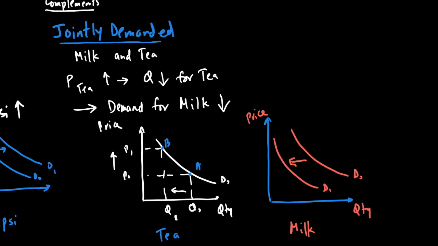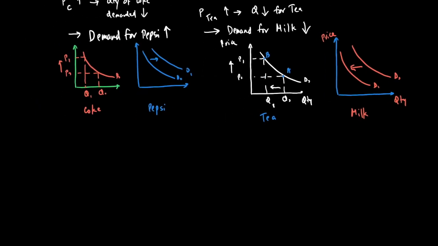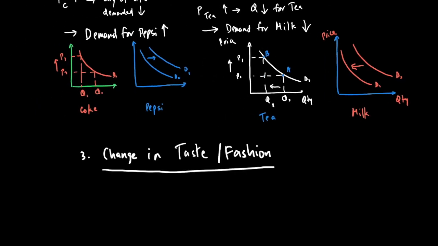The next factor we want to talk about is change in taste or fashion. The more desirable people find a good, the more they will demand that good. So let's say there's a change in taste and people start to like wearing, for example, skinny jeans, then you would see the demand for skinny jeans go up.